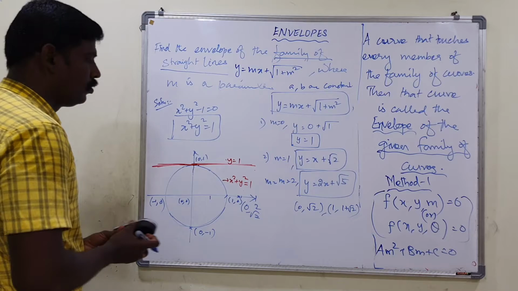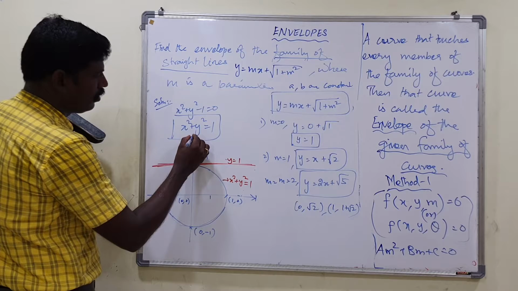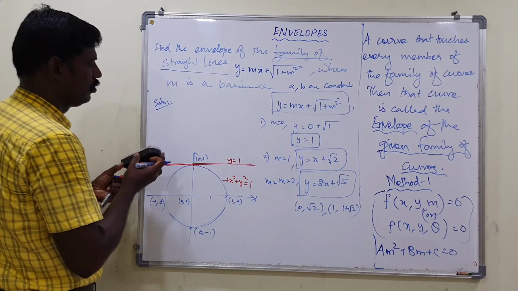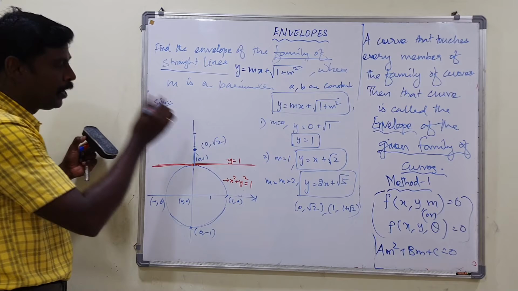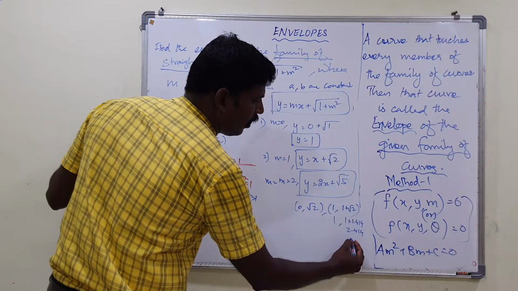This point lies on y-axis, isn't it? So, take 0 in x-axis and root 2 in y-axis. So this is 1, so this is root 2. So this point is 0 comma root 2, maybe 1.414. At x equal to 1, y is 1 plus 1.414, so 2.414. I take it as 2.4. So 1 comma 2.4. Where is that 1 comma 2.4?